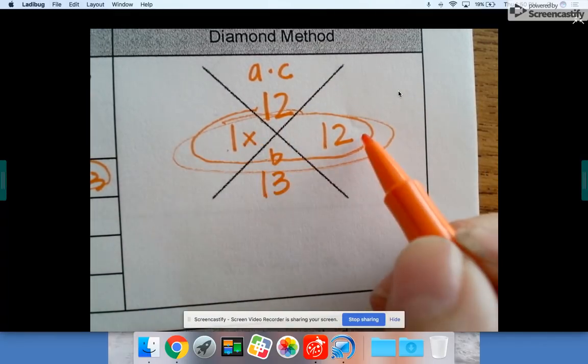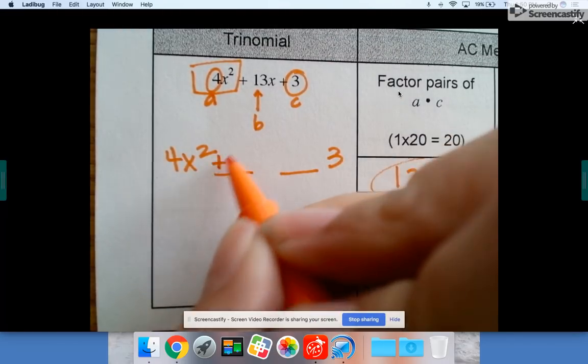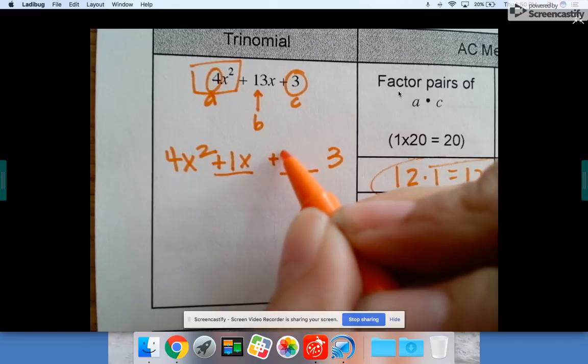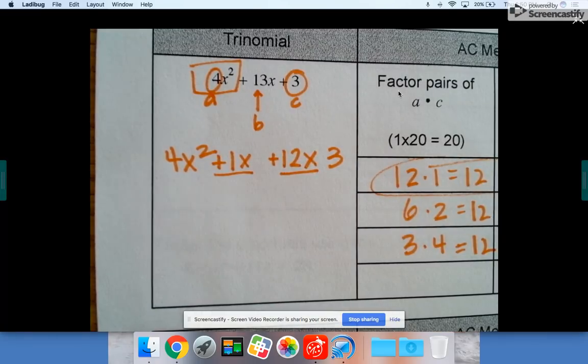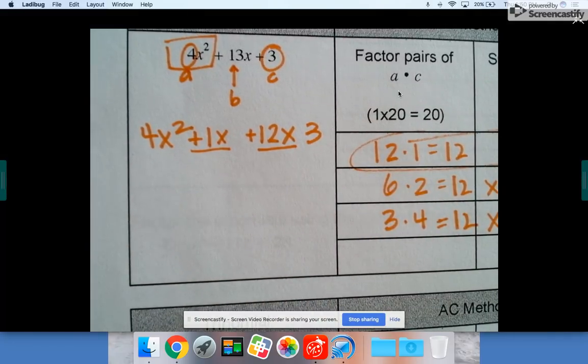And those actually are like terms that have an x on the end. So 1x and 12x. So you are going to put plus 1x and plus 12x. All right, now this last part is weird. You can't have a quadnomial. We're actually going to break it down and just have two sets of parentheses.